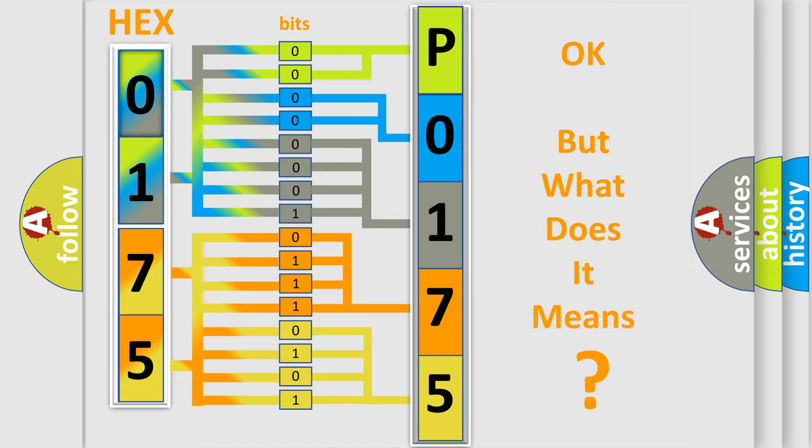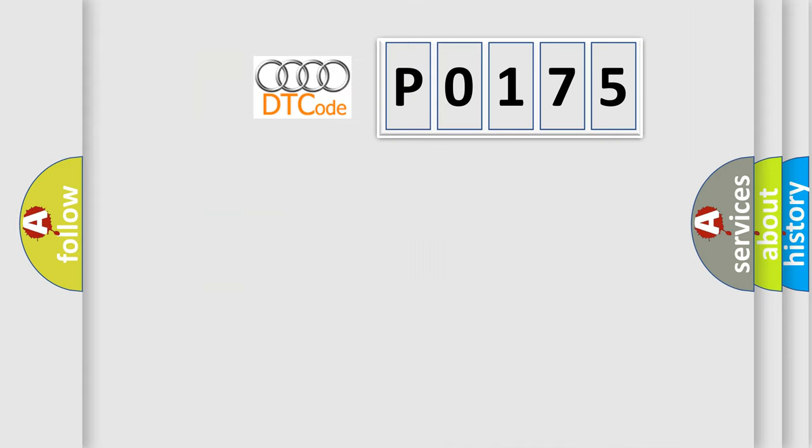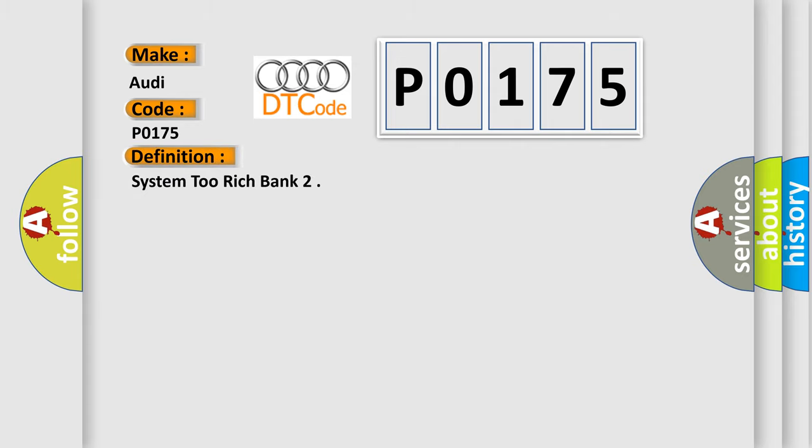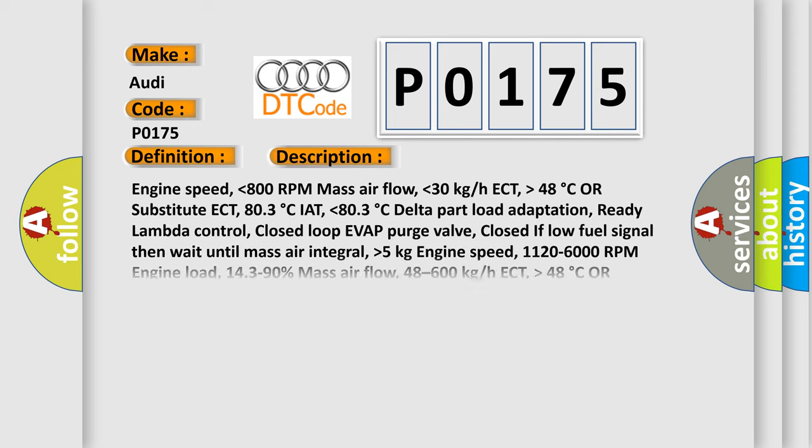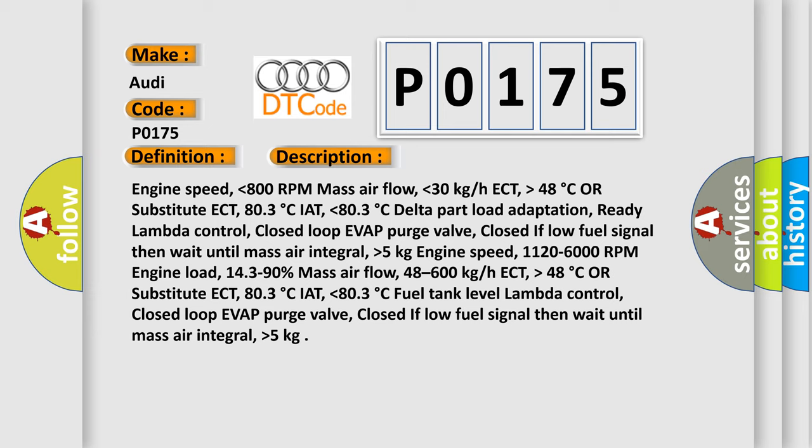The number itself does not make sense to us if we cannot assign information to what it actually expresses. So, what does the diagnostic trouble code P0175 mean specifically for Audi? The basic definition is System 2 Rich Bank. And now this is a short description of this DTC code.